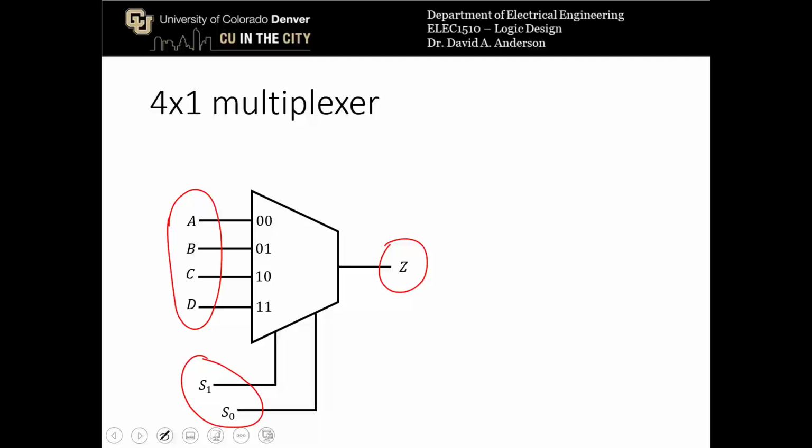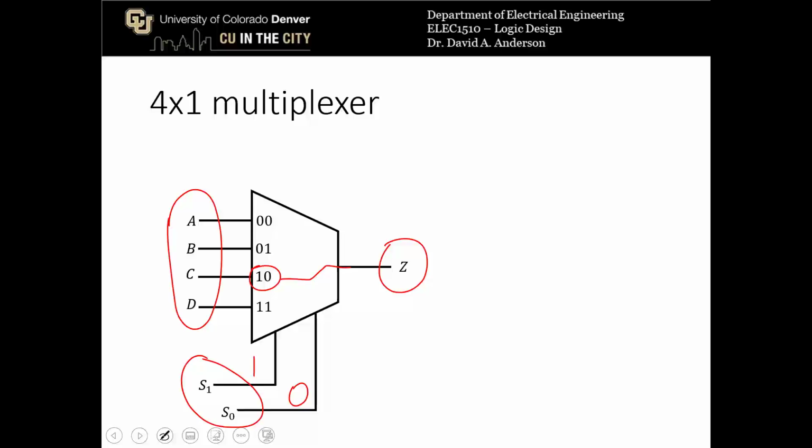So if select 1 is 0, select 0 is 0, then A, corresponding to 0, 0, is routed to the output. Now if select 1 is a 1, select 0 is a 0, then C, corresponding to input 1, 0, is routed to the output.